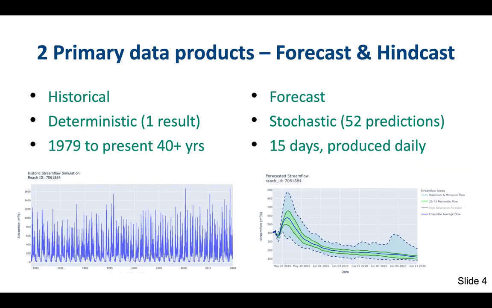The first is a historical data set. It's deterministic, so it just has one data set, and it goes from 1979 to the near present with just a few months of lag, so it's more than 40 years of streamflow data. And the second data product that we produce is a forecast. It's stochastic or probabilistic, meaning we make 52 different predictions and we generate plots like shown below.